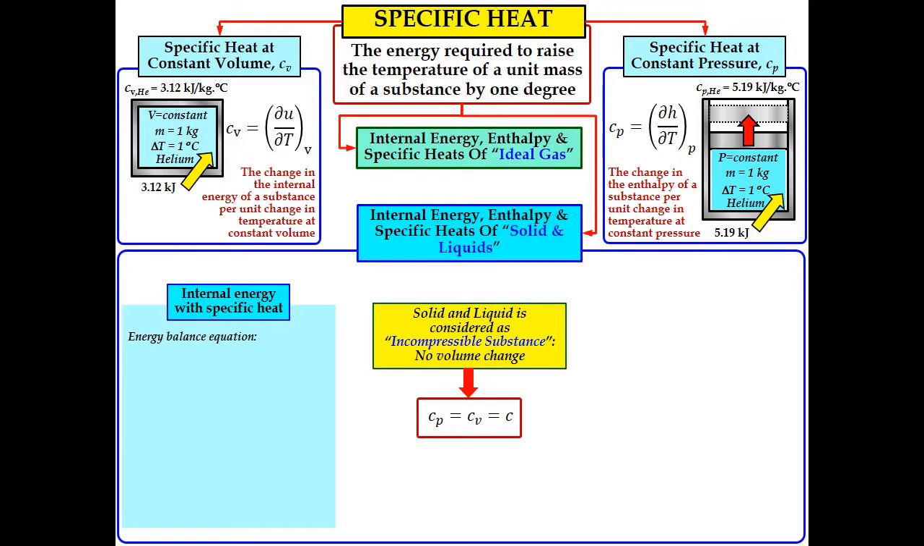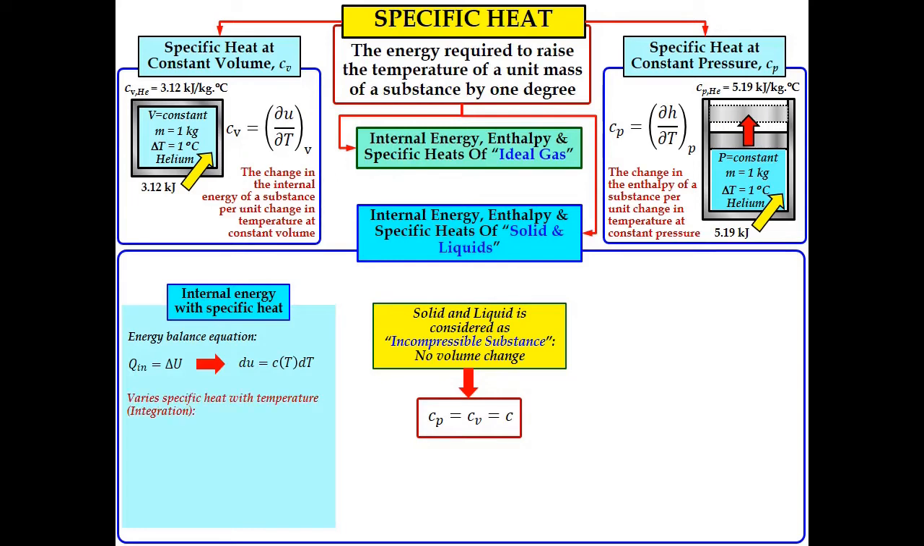Okay, in terms of internal energy with specific heat for the solid and liquid, let's say we implement the energy balance equation for the specific system. So we'll get Q in equal to delta U, especially for the system not involved with a moving boundary. Just like the specific heat at constant volume condition, we'll have Q in equal to delta U, also equal to dU equal to C dT. We already discussed the explanation before this.